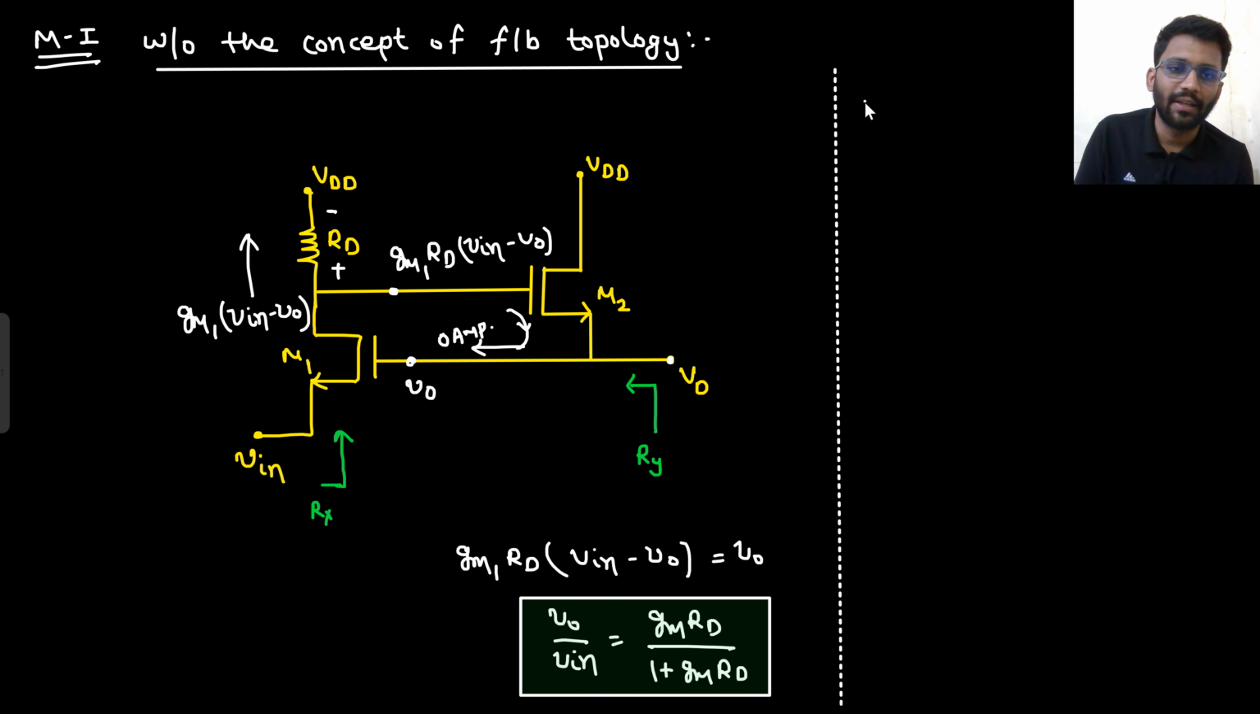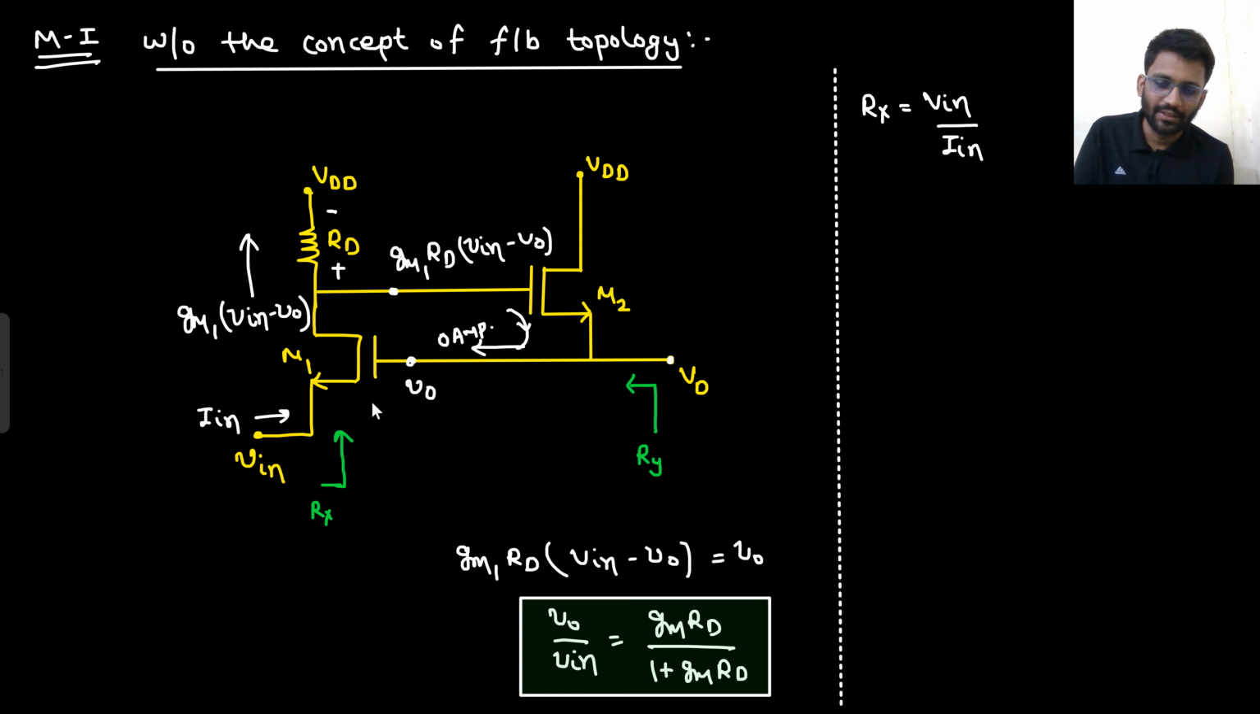Your Rx is V in by I in. What is your I in? This is your I in. Your Rx is V in by I in. So if this is your I in, this I in will be going here as well, right? And what about this VDD? VDD will be shorted because we are doing the small-signal analysis.